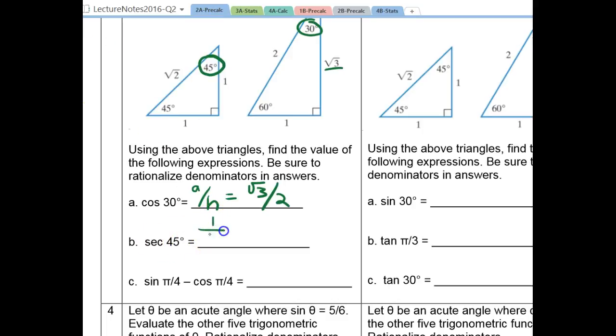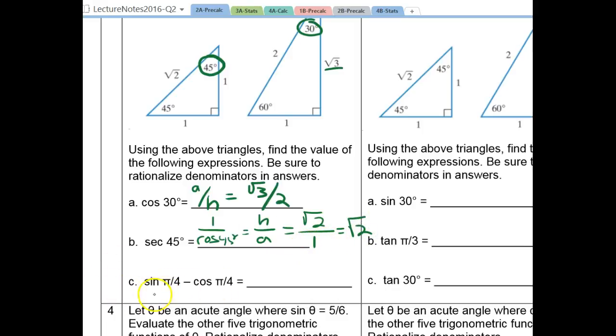Secant is 1 over cosine. I know that cosine is adjacent over hypotenuse, so it's hypotenuse over adjacent. Now I'm going to the 45-degree angle. My hypotenuse is the square root of 2, and my adjacent side is 1. So radical 2 is the secant of 45 degrees.